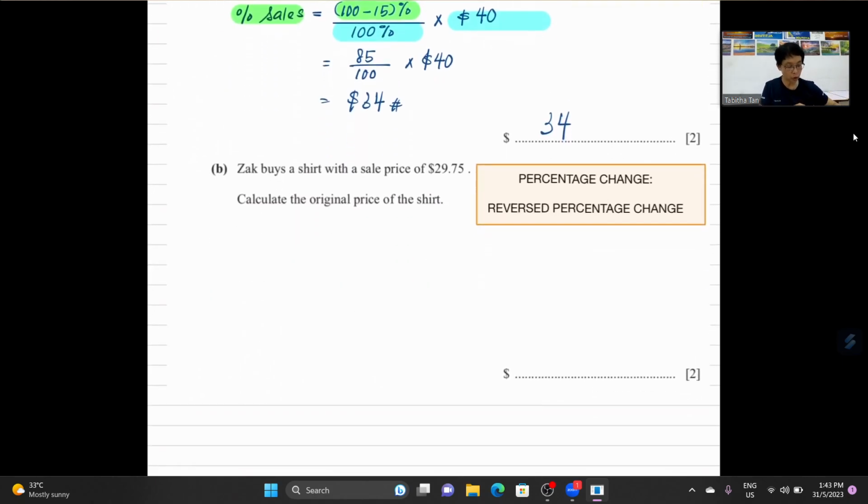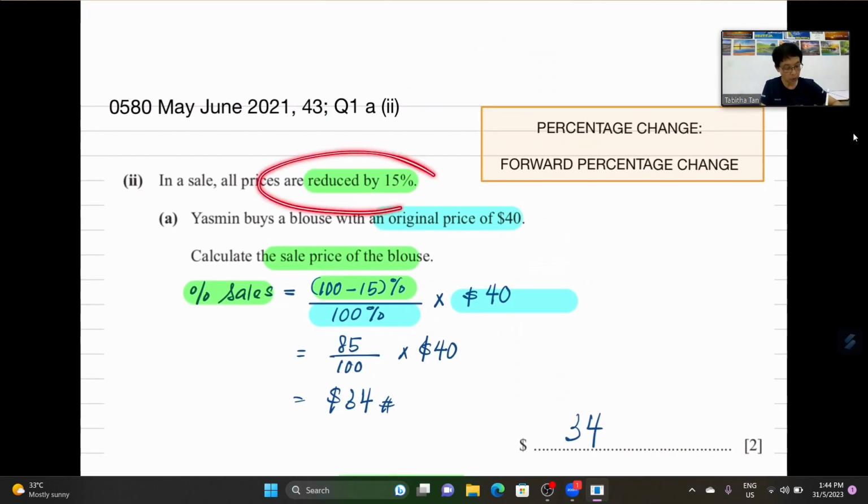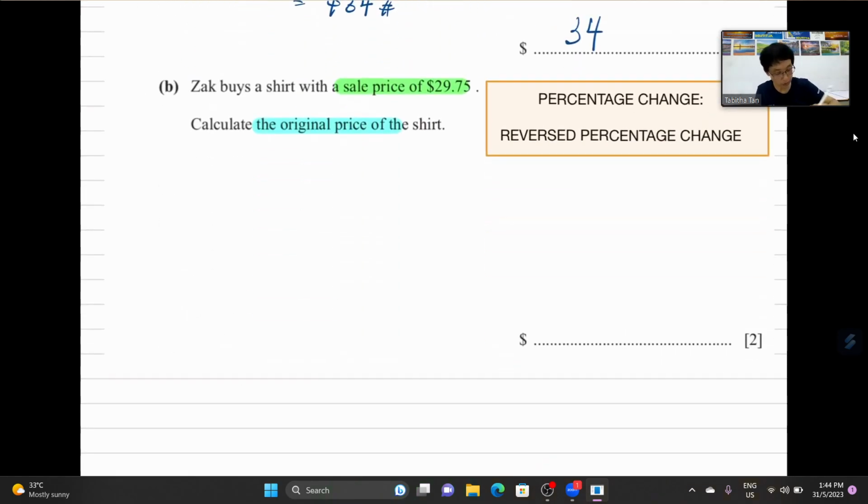Okay, now let's go to part B. Zach buys a shirt with a sales price of $29.75. Sales price, so change has happened. Okay, then calculate the original price. So our assignment is to find the original. And then they tell us all prices reduce by the same percentage reduction. Let's go. Now we go to find back the original.